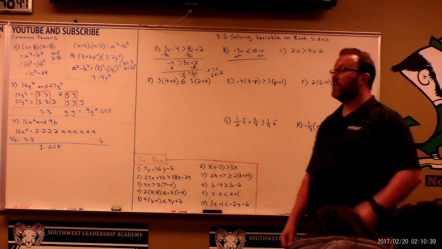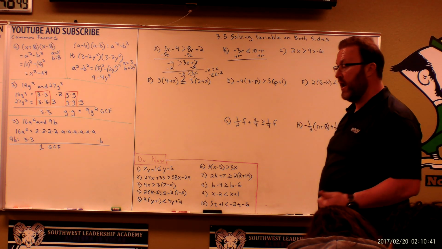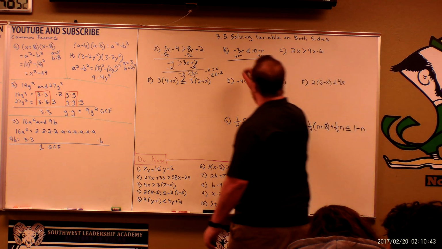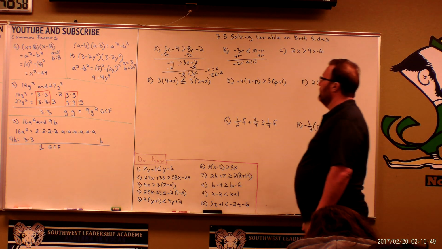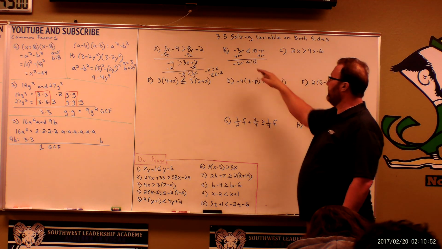Positive 1, right? So I owe someone $3 and I pay him 1. How much do I still owe him? Okay, -2R. 10, right? We move the R over. We have the 10 by itself now.